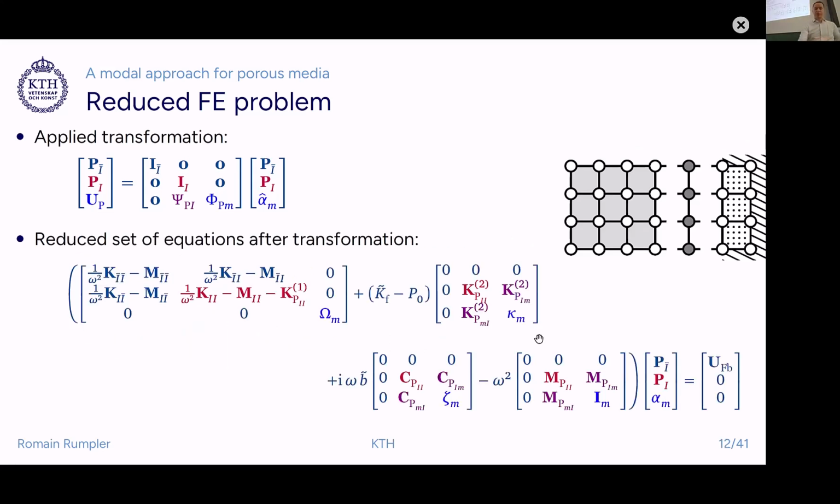If we project then the full poroacoustic problem on this CMS basis, what we end up having is a problem in terms of interior acoustic degrees of freedom, the interface ones, and then modal coordinates for the poroelastic materials. And what happens for the modal materials? Well, we have built the modes based on the low frequency stiffness matrix and the mass matrix.